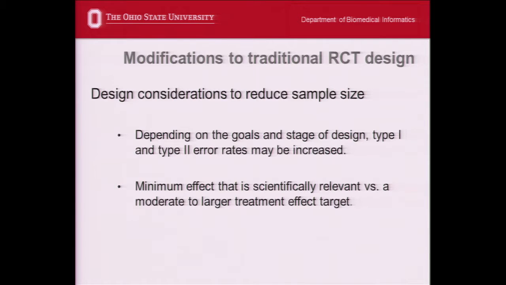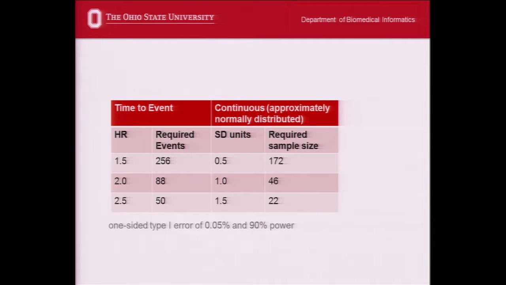We may, as I've said, consider what the minimum effect is that we want to detect and expand that target. As an example, if we're thinking in terms of hazard ratios, where we're looking at a time to an event endpoint, or something for a continuous endpoint, where we're designing a study in terms of standard deviation units, we may typically look at something being clinically relevant as a 1.5 hazard ratio, a 50% increase in that risk.